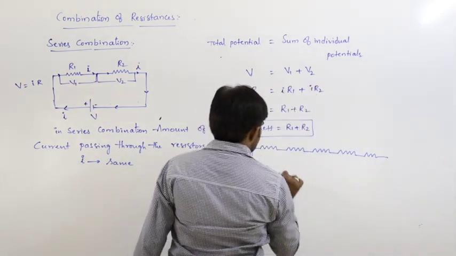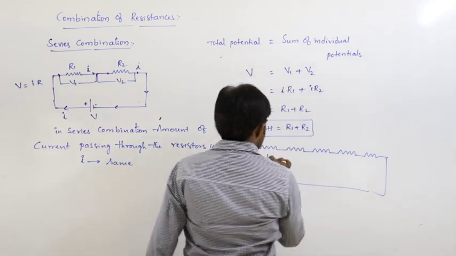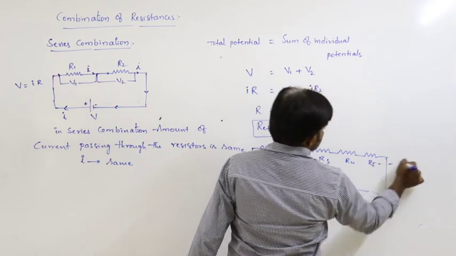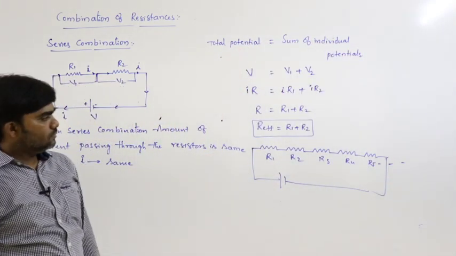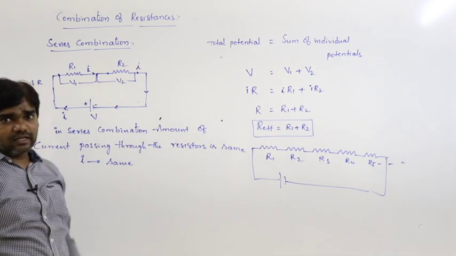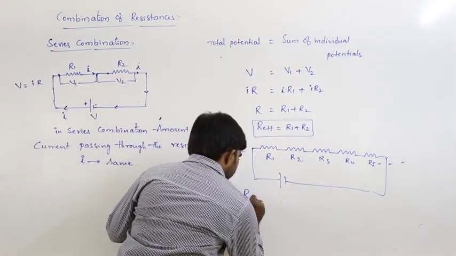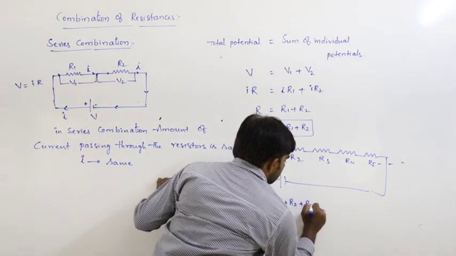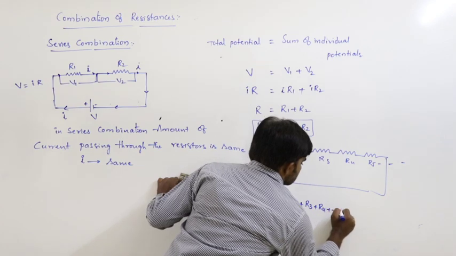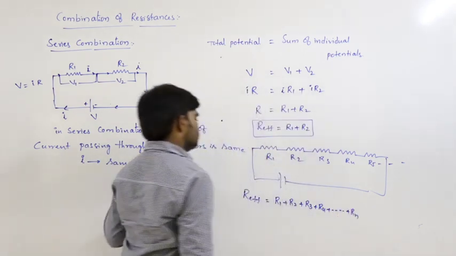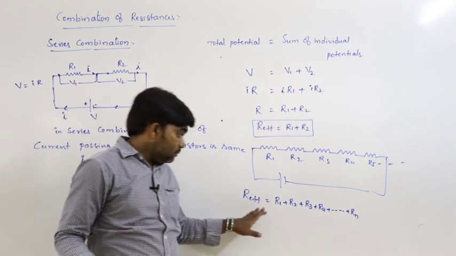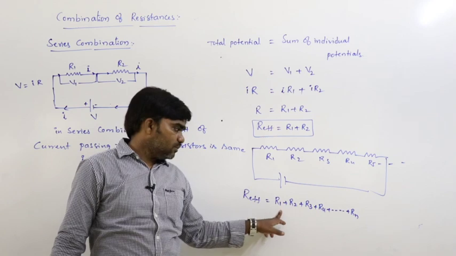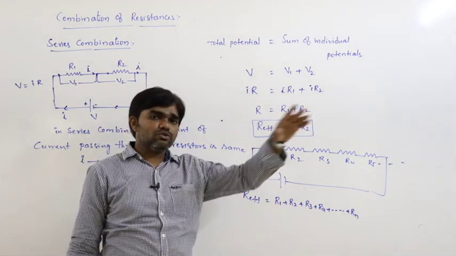If a number of resistances are connected like this, R1, R2, R3, R4, R5 and so on, then R effective can be written as R1 plus R2 plus R3 plus R4 and so on plus Rn. This is the effective resistance. If a number of resistances are connected in series, what is the effective resistance? R1 plus R2 plus R3 plus R4 and so on, Rn.